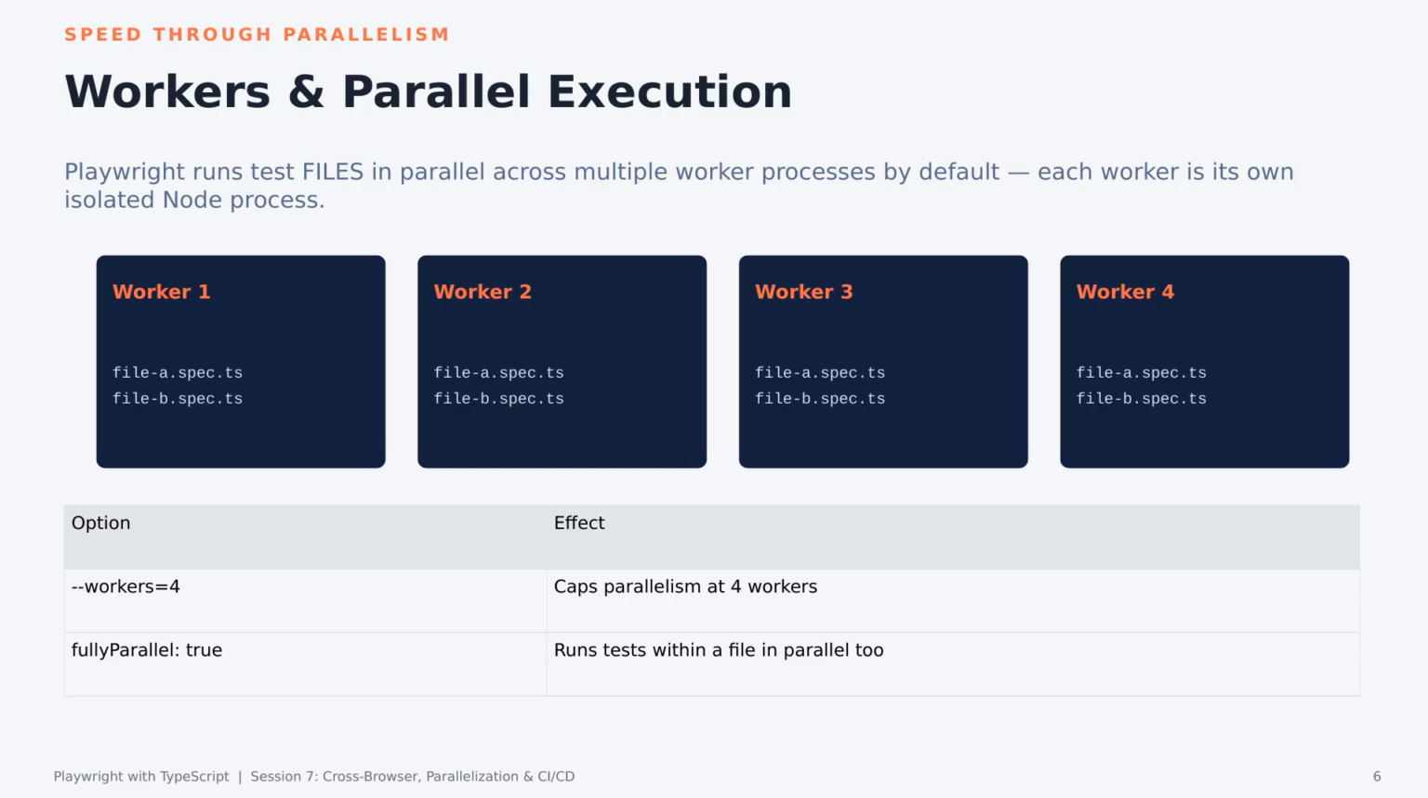Let's talk about how Playwright gets fast. Parallel execution across worker processes. By default, Playwright runs test files in parallel across multiple worker processes, and each worker is its own fully isolated node process with its own set of test files assigned to it. 2 settings worth knowing: --workers=4 caps your parallelism at 4 workers specifically, and fullyParallel: true takes it a step further. It runs tests within a single file in parallel too, not just across separate files.